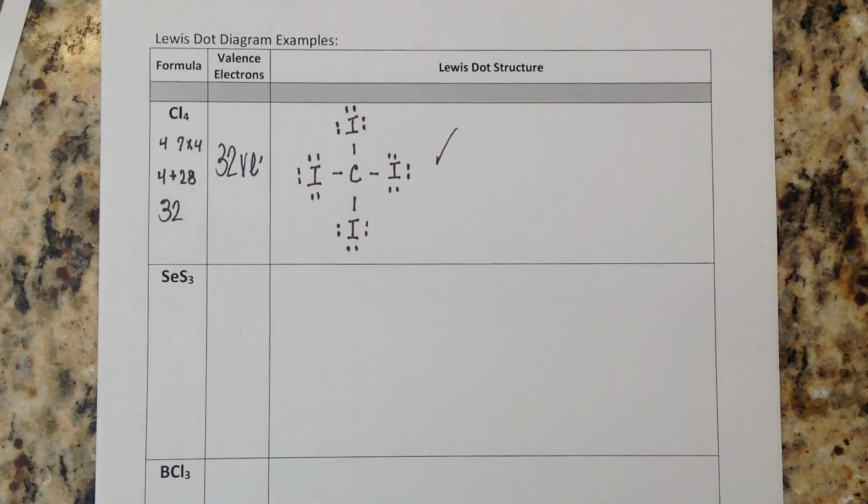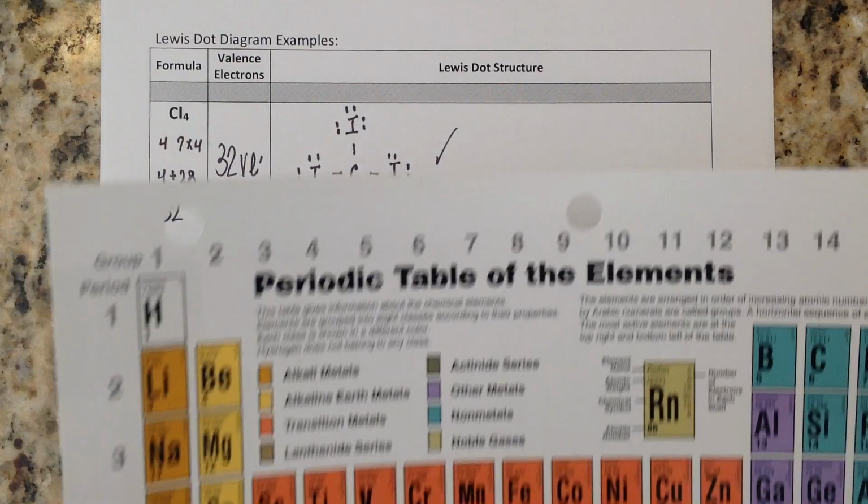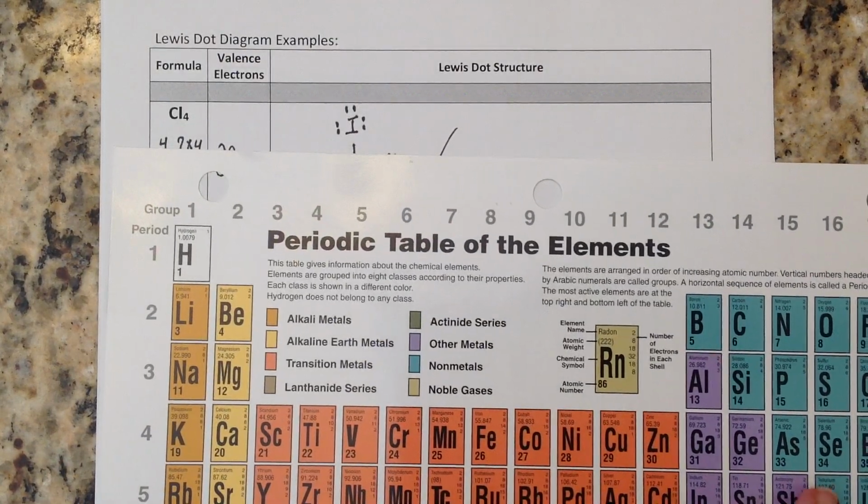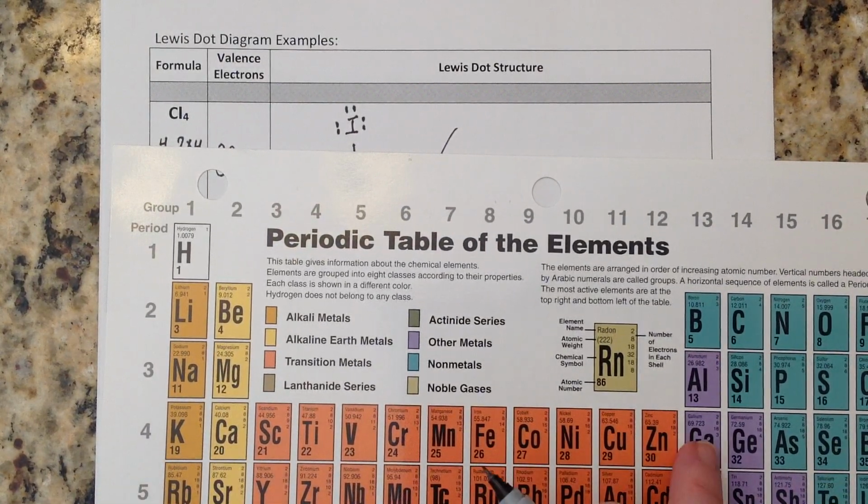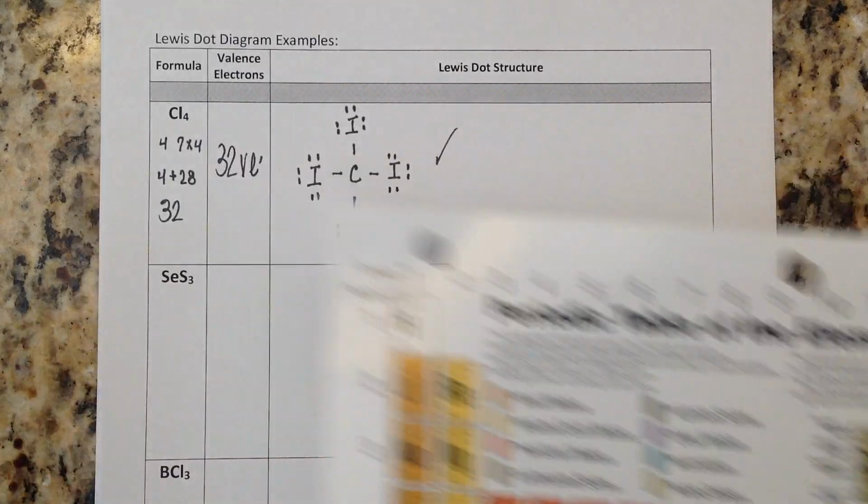So now let's look at the next example, SeS4. 3. So let's count our valence electrons first. Se has 1, 2, 3, 4, 5, 6 valence electrons.